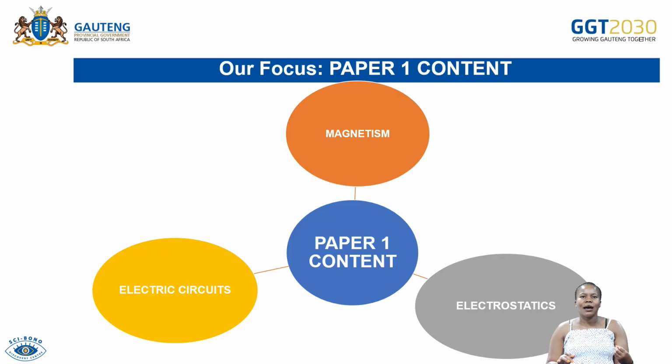Okay, so the last time we covered paper 1 content, but we did not finish all the chapters. So today we're just wrapping up paper 1 content as a whole by looking at the chapters that we did not cover the last time. Those chapters are magnetism, electrostatics, as well as electric circuits. So this is the last lesson that we are doing paper 1 content. All right, so we're going to put a lot of emphasis on those chapters that we just mentioned.